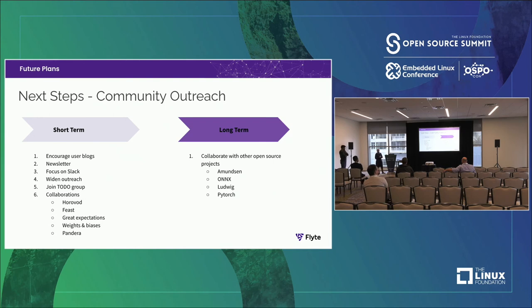Our next steps are broken into community outreach and what we can do with our documentation, the technical side of things. With our community, we're going to try to encourage our users to write blogs instead of having us write them every time. We are looking at releasing a newsletter next month, focusing on Slack and widening our LinkedIn outreach. We are also thinking of joining a group called Talk Openly, Develop Openly, and collaborate with both other open source projects and many integrations.